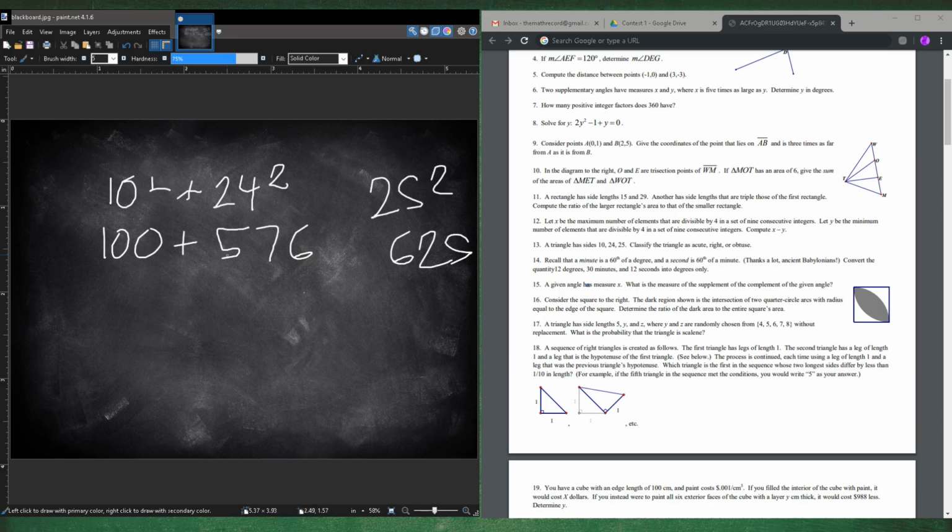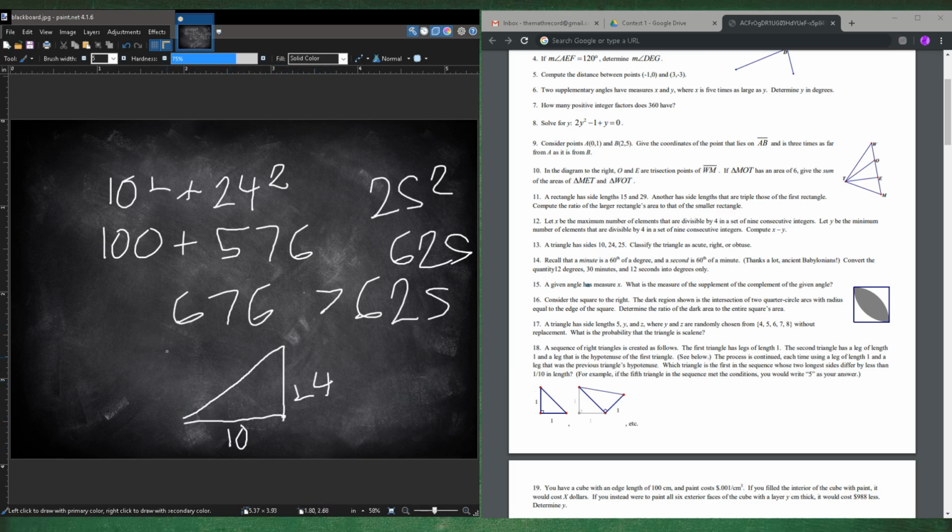So since 100 plus 576 is 676, which is greater than 625, what it tells me is that it's going to be acute. If you just draw the triangle out, let's imagine that 10, 24, and 25 is a right triangle. You have a 10, a 24, and a 25. This is not a right triangle, but just imagine first that it is.